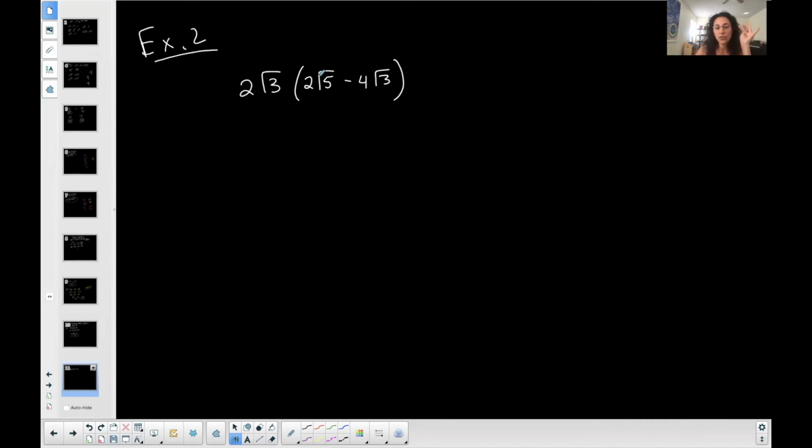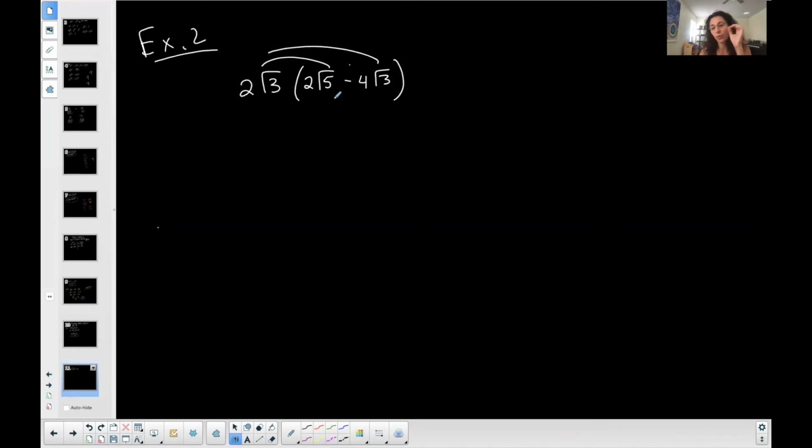You see, these two are subtracted, but I can't combine them because they're not like radicals. So this is the simplified version of this expression. I can't bring the 2 and the 4 together. They have to be like radicals to bring them together. So this is a binomial. I can't simplify this anymore. But I want to multiply this binomial by this monomial, this single term, and distribute.